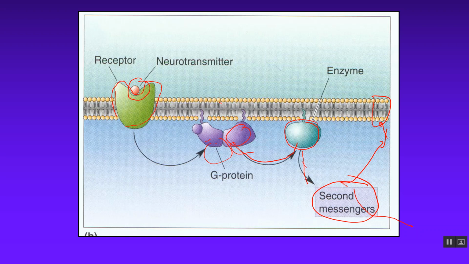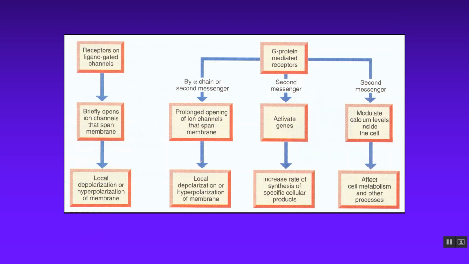Or it may go and just bring in more calcium to make the metabolic process of your cell go up, or it may tell calcium channels to get rid of more calcium, so you bring the cell activity down in general. So those are some ways the second messenger system can work.